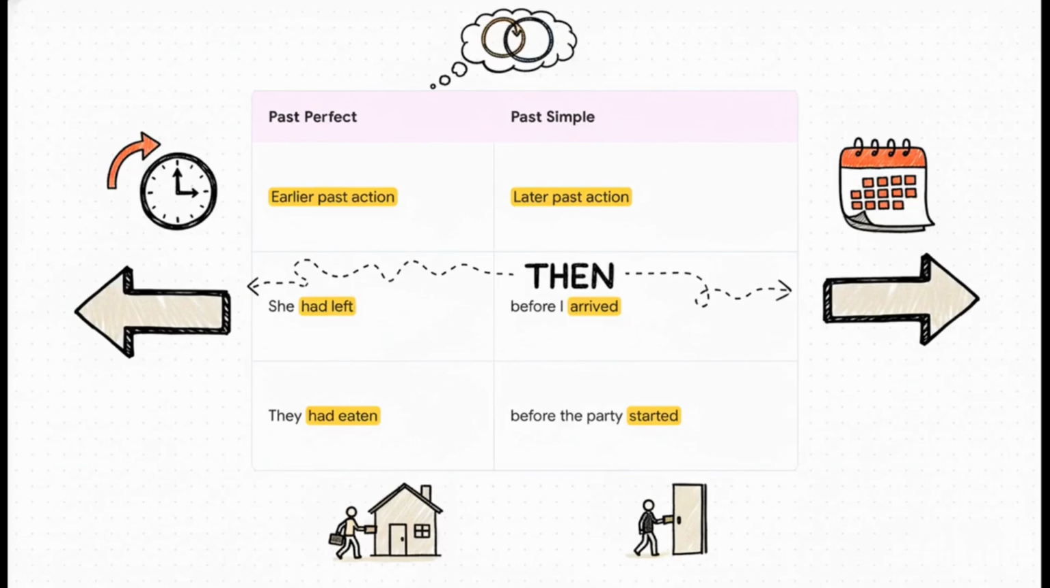And this table just lays it all out so clearly. It's a direct side-by-side comparison. The past perfect column, that's always the earlier action. The past simple column, that's the later one. She had left, that happened first, before I arrived. That happened second. It's just a great way to see how they work together.